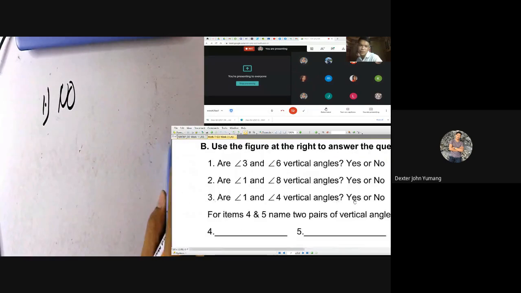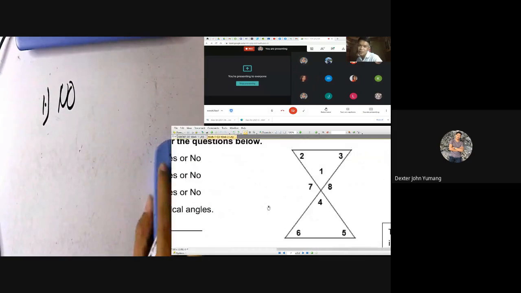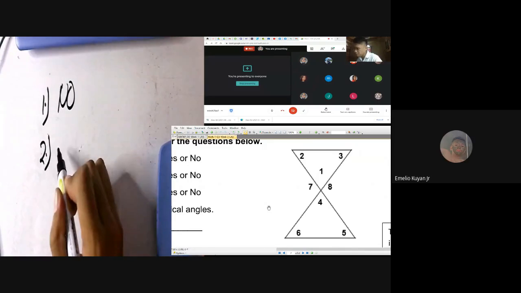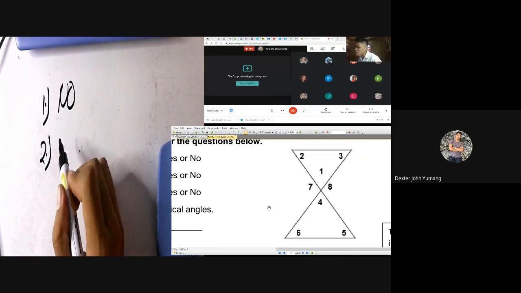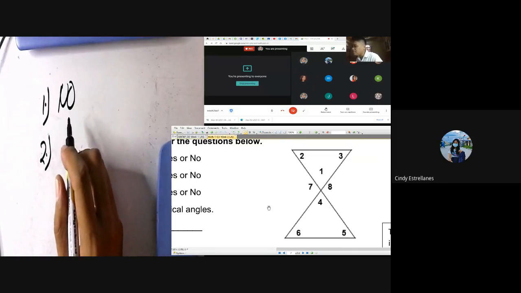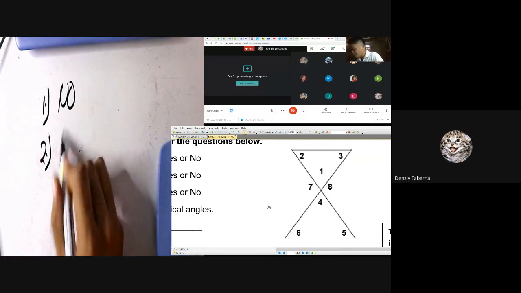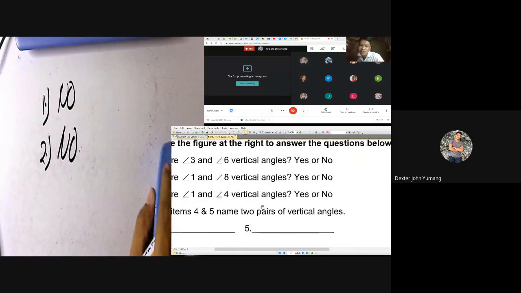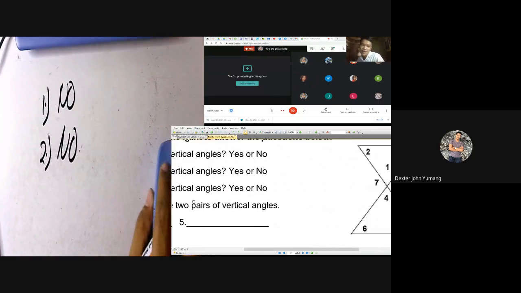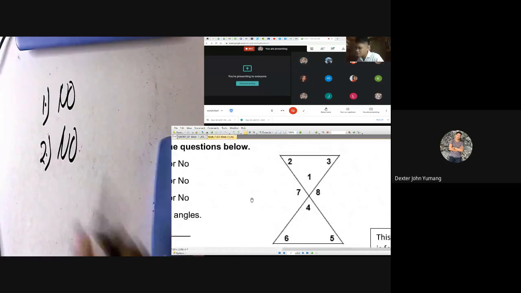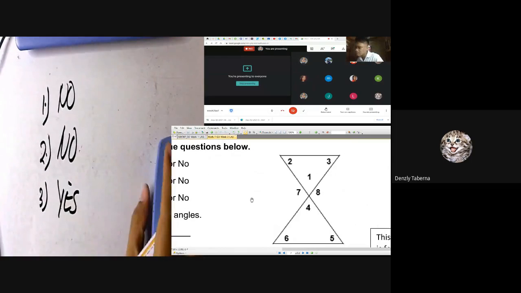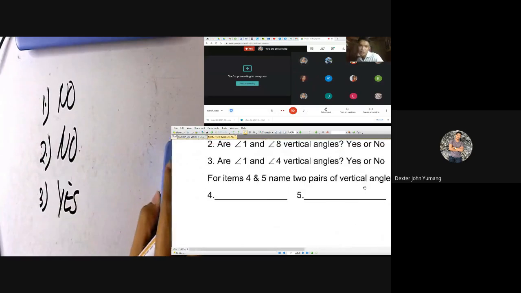Next, number 2, angle 1 and angle 8. Vertical, yes or no? Yes. Mag-sure kayo sa inyong yes, ha? No. That is, No. Angle 1 and angle 8 are not vertical. Next, number 3, angle 1 and angle 4. Yes, no? Yes. Yes. And number 4 and 5.